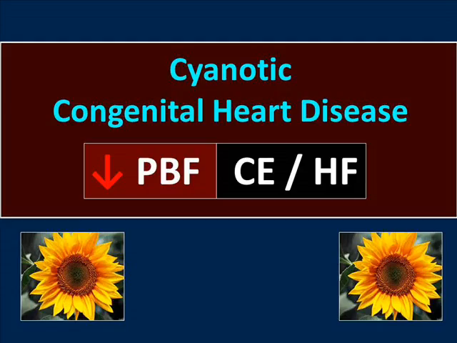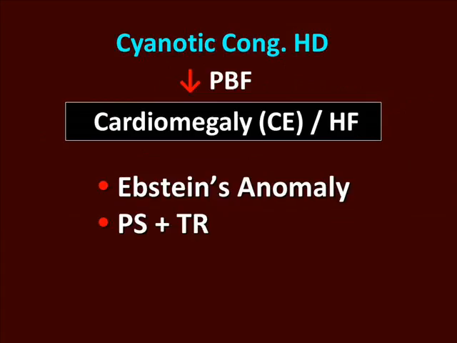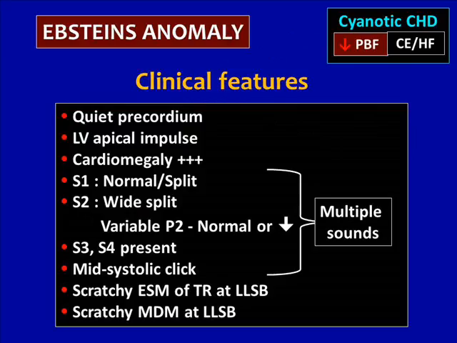Cyanotic heart disease with decreased pulmonary blood flow, but with cardiomegaly and heart failure, is another component of cyanosis with decreased pulmonary blood flow. This occurs in two conditions: Ebstein's anomaly and isolated PS with TR. The clinical features of Ebstein's anomaly include a quiet precordium and an LV type of apical impulse. The heart size is very much enlarged, that is, massive cardiomegaly.